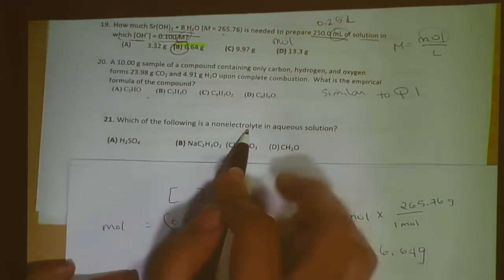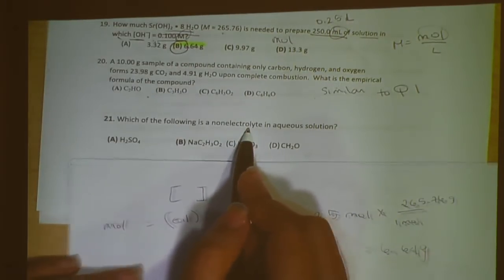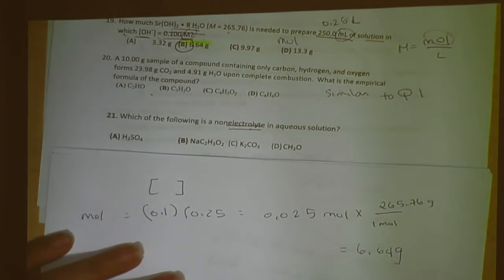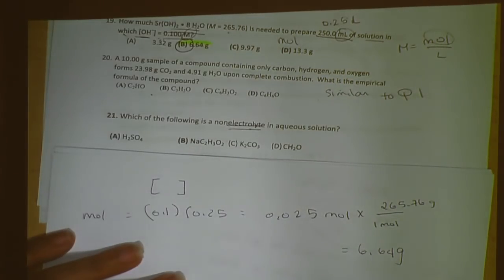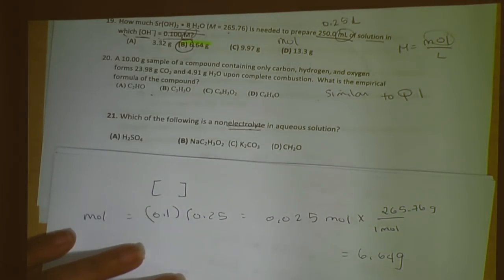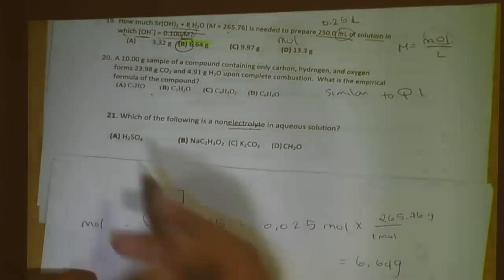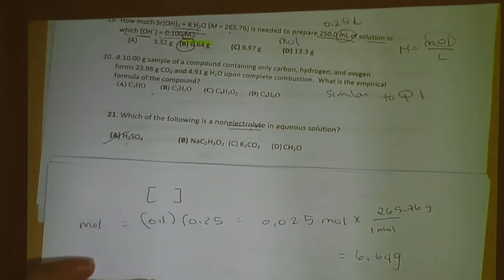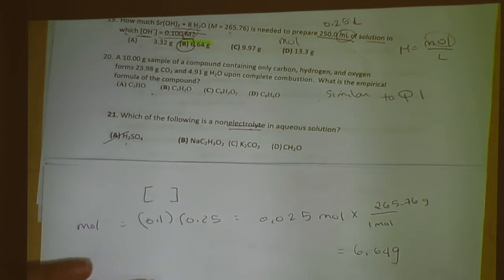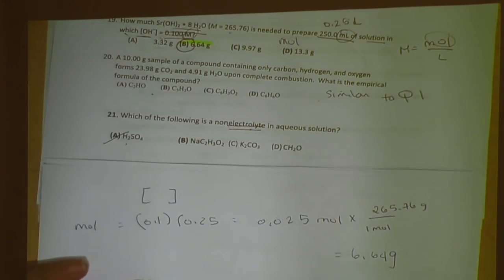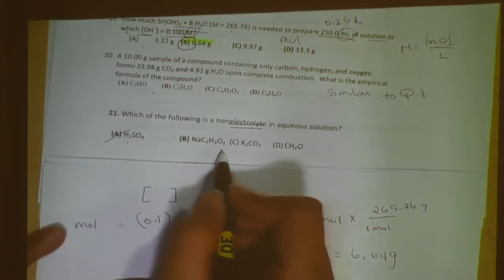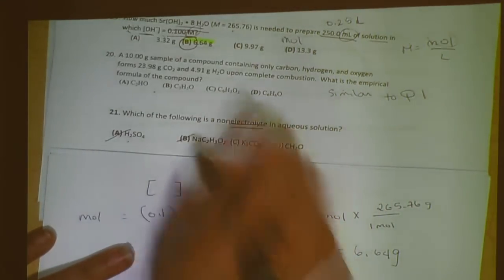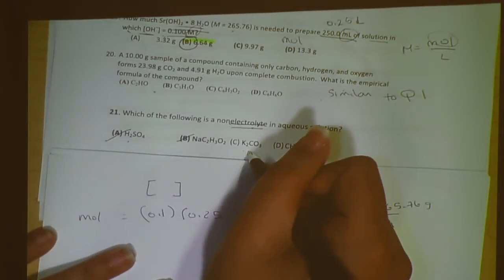21 is asking which of the following is a non-electrolyte in an aqueous solution. So a non-electrolyte is something that is not a strong acid or strong base and not a salt. So the first one is a strong acid, so it is an electrolyte. An electrolyte is something that dissociates 100% when added in water. A non-electrolyte is something that does not dissociate 100%. NaC2H3O2 is a salt, and K2CO3 is a salt.